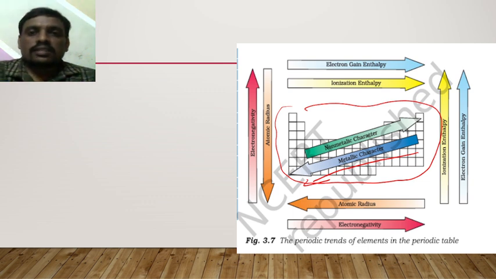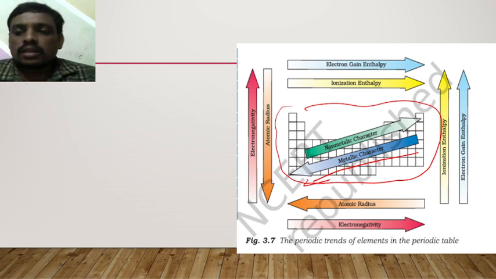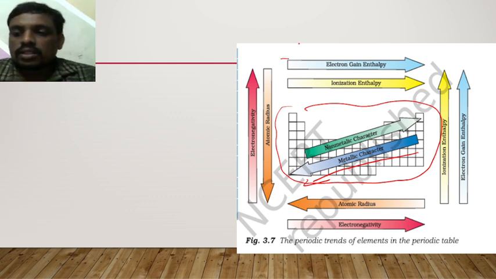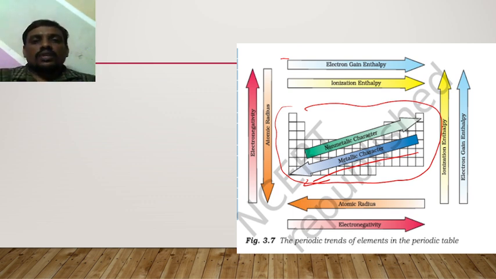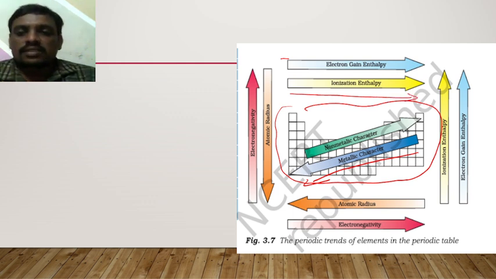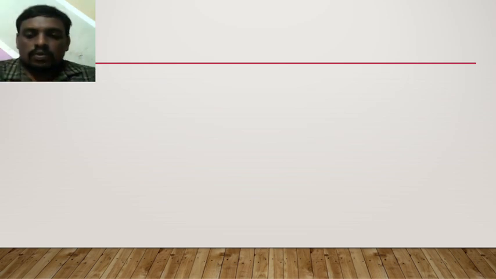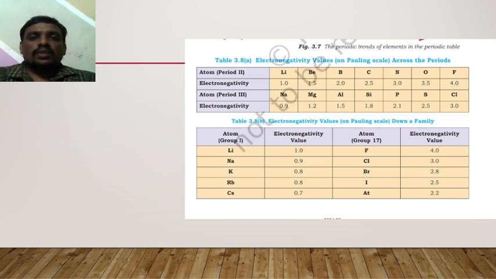At the same time, electron gain enthalpy generally increases from this direction to this direction. Ionization enthalpy you can see from this direction to this direction. So these are the periodic trends of elements in the periodic table in the case of electronegativity and atomic radii. Now let us continue the remaining part.